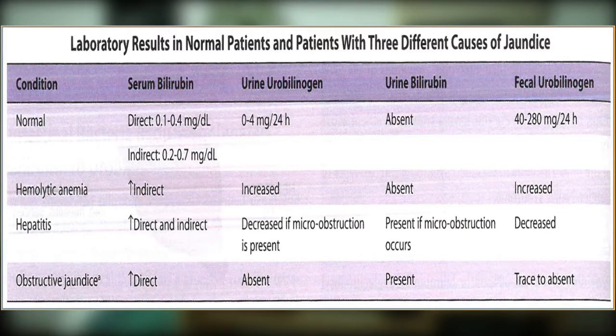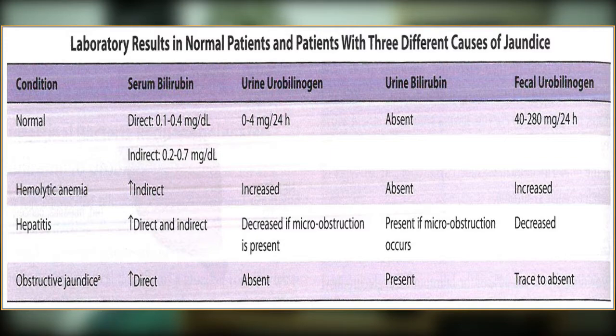So these are the laboratory results in a normal patient and patients with three different types of jaundice. In normal, the serum direct bilirubin is 0.1 to 0.4 milligram per dl, urine urobilinogen is 0.4 milligram per 24 hours, urine bilirubin is absent, and fecal urobilinogen is 42 to 180 milligram per 24 hours. In hemolytic anemia, there will be increased indirect serum bilirubin and increased urine urobilinogen, urine bilirubin is absent, and fecal urobilinogen is increased.